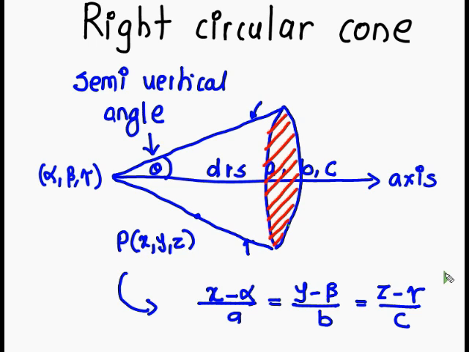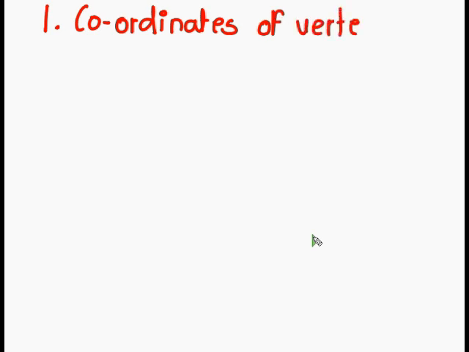This is nothing but the 3D view of a right circular cone. Now let's go to the next topic: what is the basic requirement to find an equation of a right circular cone? The first thing we require is the coordinates of a vertex. If you remember, the coordinates of the vertex we considered in the previous diagram as alpha, beta, gamma. So alpha, comma, beta, comma, gamma we require.